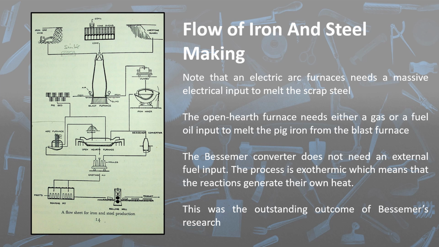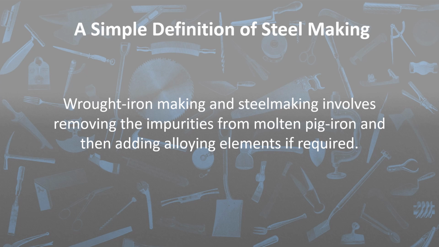All the processes except the Bessemer converter and the modern basic oxygen furnace use an external fuel input to produce the required heat. For example, the open hearth furnace uses gas or oil, and the electric arc furnace uses vast amounts of electricity. Simply speaking, the manufacture of wrought iron and steel making involves removing impurities from molten pig iron and then adding other elements if required. This is what Bessemer's converter was designed to do.